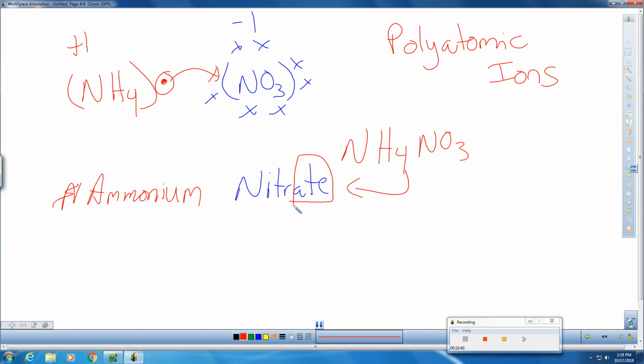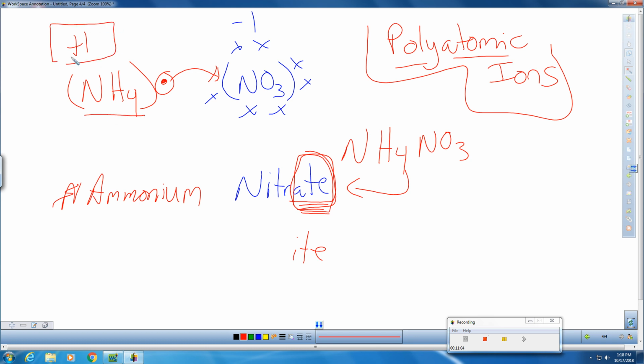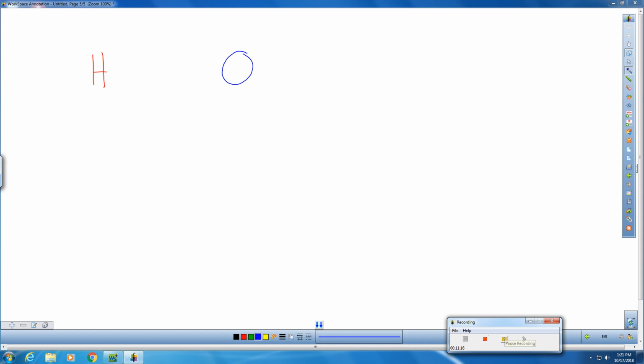When you see the ATE ending or an ITE ending, that is telling you that you are working with polyatomic ions. Most of them have an ATE ending, a few of them will have an ITE ending, and a couple of them will have the IDE ending. But just remember and focus on ATE. We're talking about polyatomics, which are groups of atoms that are working and behaving as if they are one single atom. And when they combine together, again, the naming rules are the same. The first name is never changed. The last name, you drop the ending and add the ATE ending for polyatomic ions.